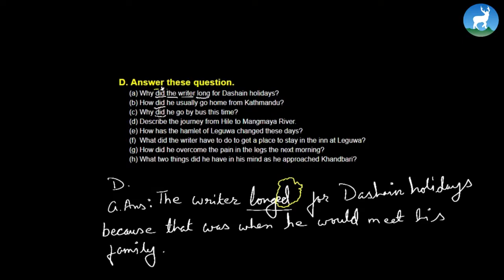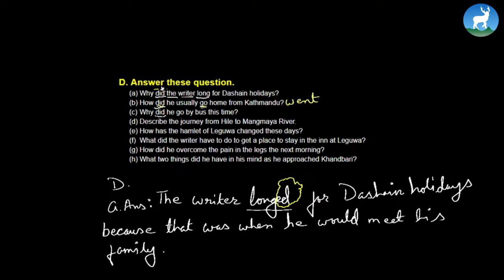Again here, take care of this did. It's in simple past. So how did he usually go home from Kathmandu? Usually, how are you going to change this verb? In this case, you go for simple past. You usually went home from Kathmandu. That's how you write the answer. So for B, how did he usually go home from Kathmandu? He usually went home from Kathmandu.